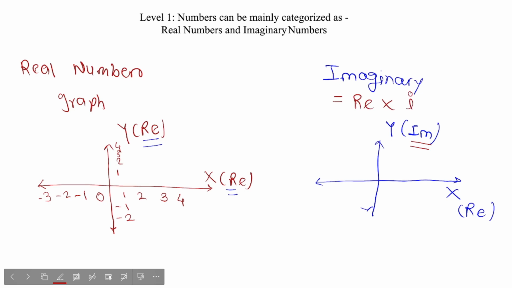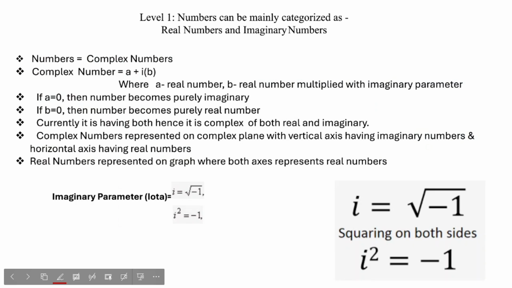So friends, we have cleared up multiple things about real and imaginary numbers. The first thing we learned is that numbers are nothing but complex numbers, and how we can derive a real number and an imaginary number from the complex number system, which is of the form a plus ib, shown on the screen like this. We know that a is a real number, and b is a real number multiplied with the imaginary parameter. We also derived how a real number is obtained from the complex number, and how the imaginary number is obtained, by putting a equal to 0 or b equal to 0, or a does not exist or b does not exist.